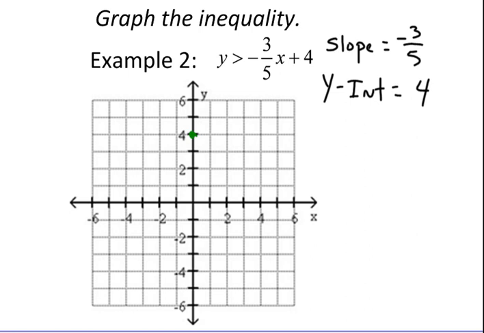Now we have the slope. We can call this negative 3 over 5. We can call this positive 3 over negative 5. I always like to make the y negative. You also have to look and see where you're at on the coordinate plane. But I'm going to go down 3 and over positive 5.